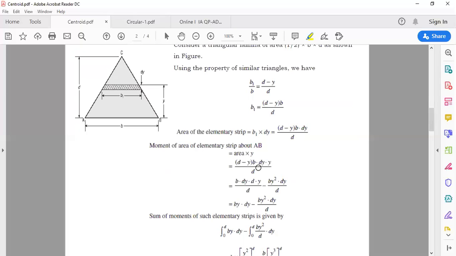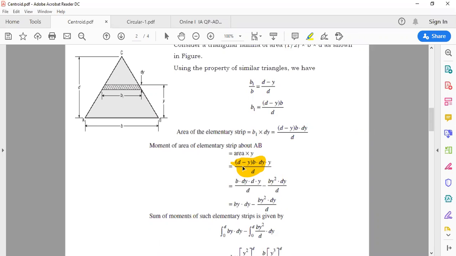So this term into, so this is the area of the shaded part. What is this y? It is the perpendicular distance. Why perpendicular distance? Because I want the moment of area of the elemental strip.